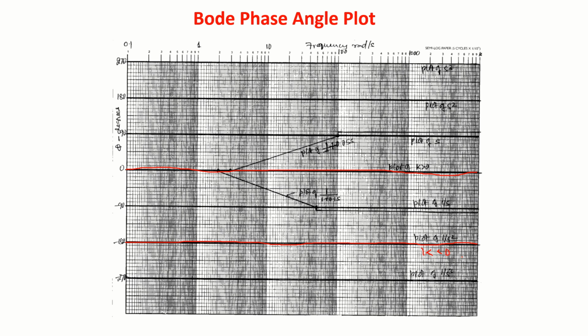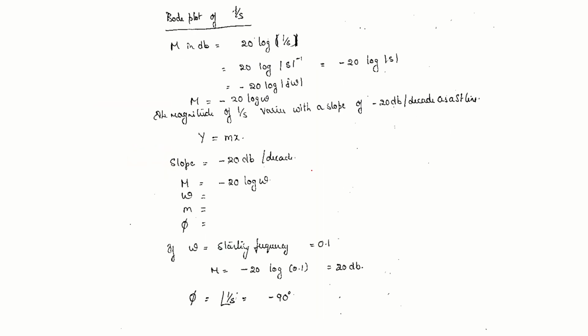Okay, right. Next, how to draw Bode plot for 1 by S. This is pole at origin. Magnitude in decibel is 20 log 1 by S. S to the power of minus 1. So it is minus 20 log S. S equal to j omega. Modulus of j omega is omega. So you will get magnitude equals minus 20 log omega. So it is in the form y equal to mx. So you can say as omega varies, magnitude varies with a slope of minus 20 dB per decade.